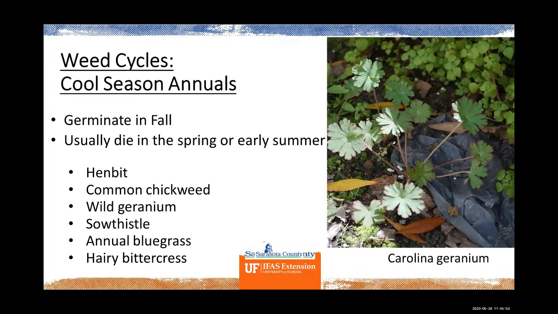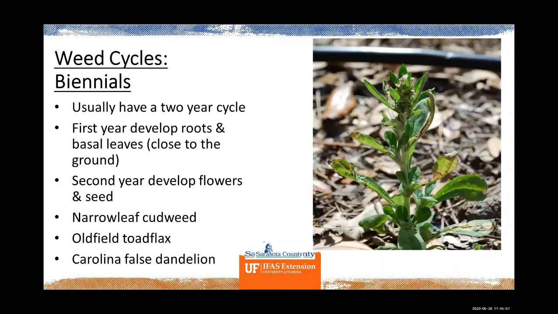chickweed. So your biennial is a second life cycle category of weed classification. Biennials will complete their life cycle in 2 years. The first year, the seeds will germinate and it will put out leaves and shoots, which is your vegetative growth. And in the second year, it will embark on reproductive growth, which is when it puts out its flowers, and then you have seed set and seed dispersal. Examples of your biennials are your narrowleaf cudweed, your toadflax, and your Carolina false dandelion.